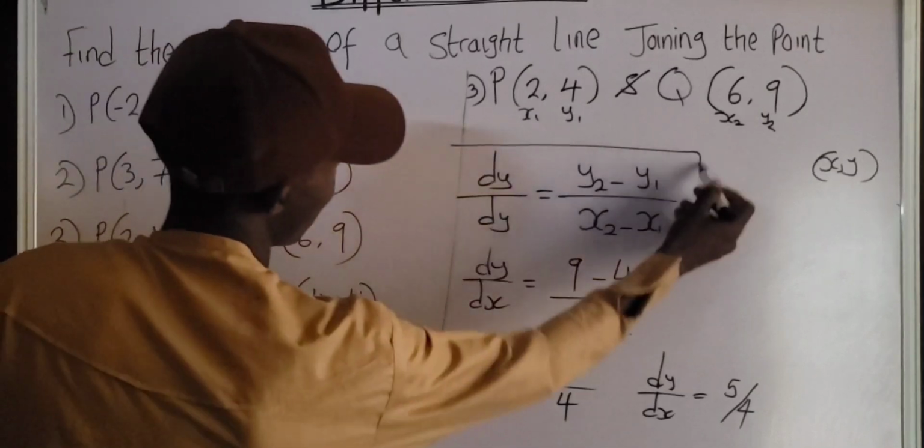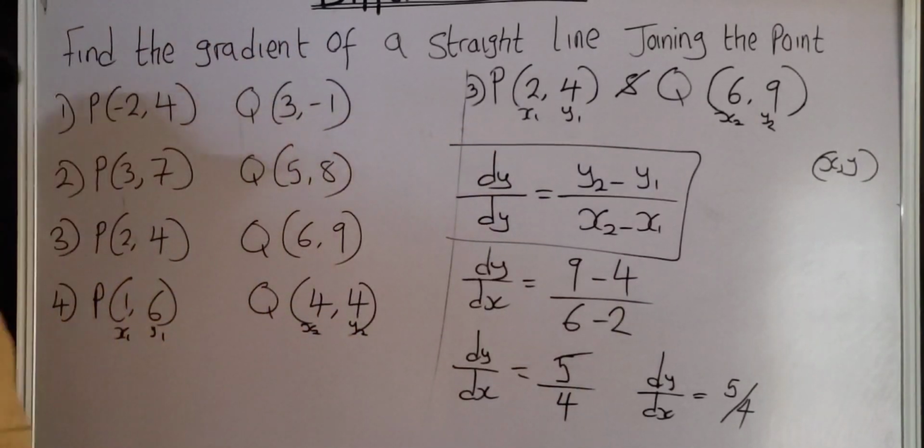Always remember this formula when you are dealing with the gradient of a straight line. Are you following? Always remember that formula. It's very, very important. So now in this class, we've been able to talk about what is meant by gradient. Gradient is meant by slope.